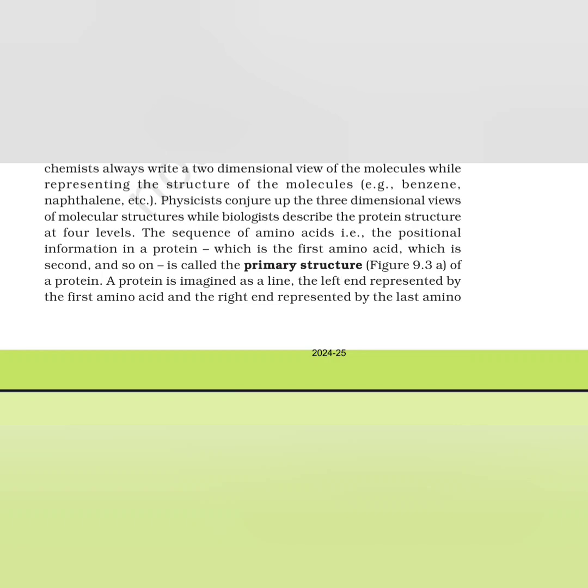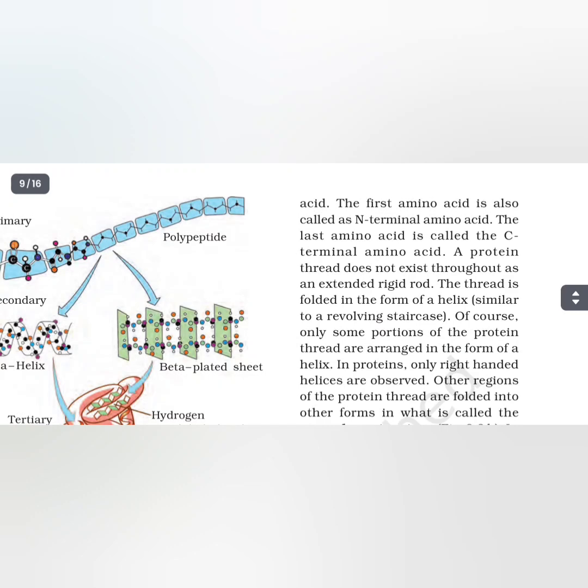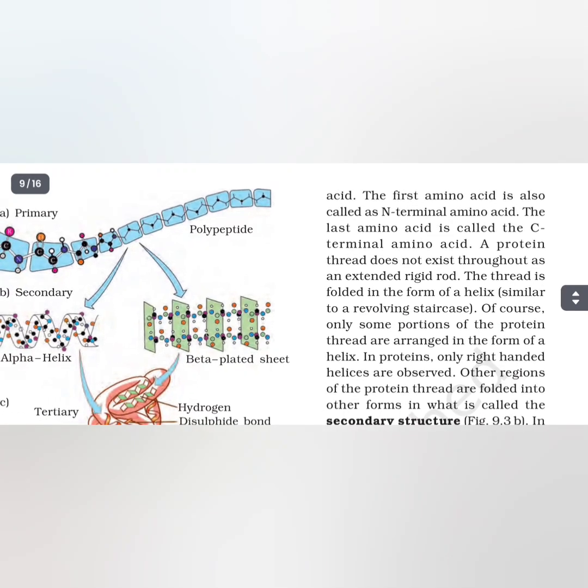A protein is imagined as a line. The left end is represented by the first amino acid and the right end by the last amino acid. The first amino acid is also called the N-terminal amino acid. The last amino acid is called the C-terminal amino acid.